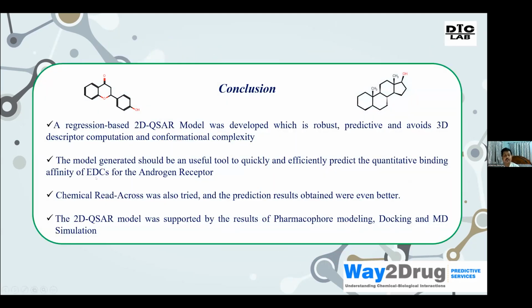So lastly, I would like to conclude that a regression-based 2D QSAR model was developed, which is robust, predictive, and avoids 3D QSAR and conformation analysis. The model developed should be a useful tool to predict androgen receptor binding affinity. Chemical read-across was also tried, and the results obtained were even better. Features like hydrophobicity, hydrogen bond acceptor, and hydrogen bond donor present in a molecule are able to predict receptor binding affinity, as supported by pharmacophore modeling, docking, and MD simulation.